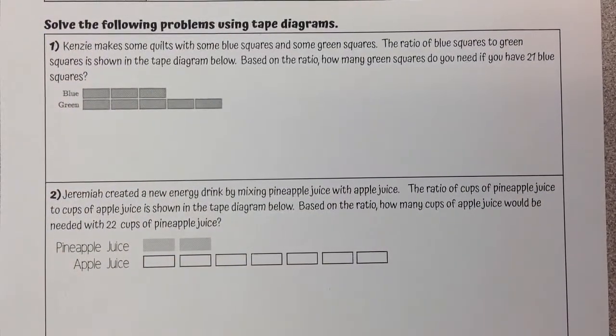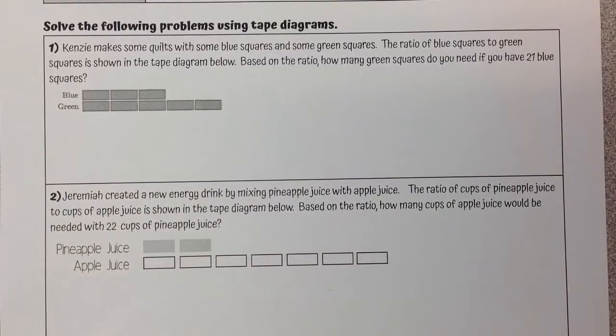Solve the following problems using tape diagrams. Kenzie makes some quilts with some blue squares and some green squares. The ratio of blue squares to green squares is shown in the tape diagram below. Based on the ratio, how many green squares do you need if you have 21 blue squares?